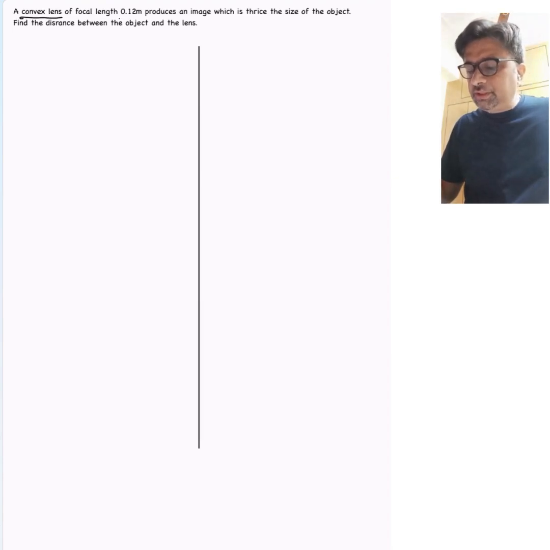In this question we see that we have a convex lens and its focal length is 0.12 meters. What additional information do we have? We see that the magnification is 3 and we have got to find the object distance.